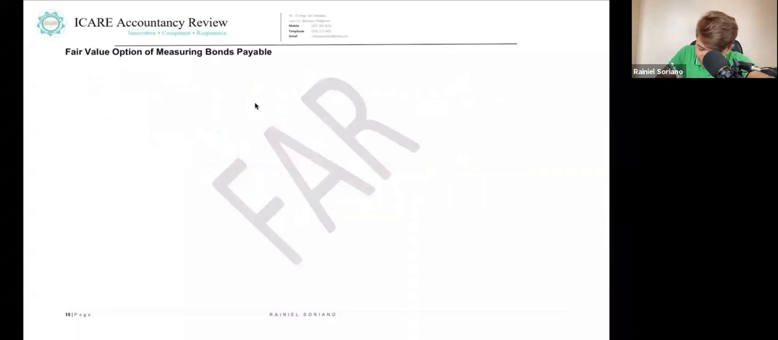Tama ba? So here in fair value option of measuring bonds payable, see to it na meron ulit tayong mga SORYA notes. Lagi akong may baon na SORYA notes. Okay? Sa bawat lecture ko, laging may SORYA notes. Okay? So now, hear me out.